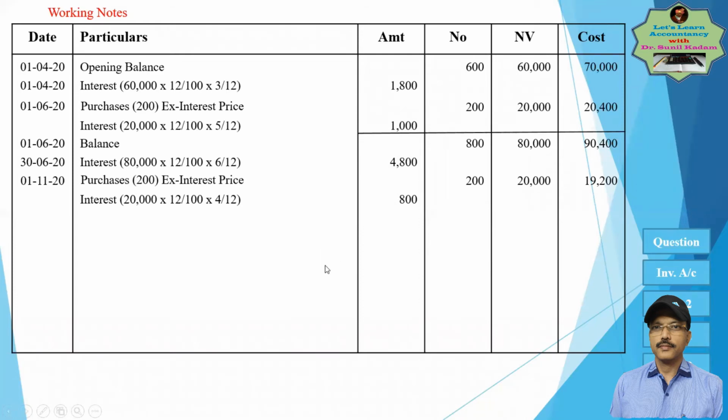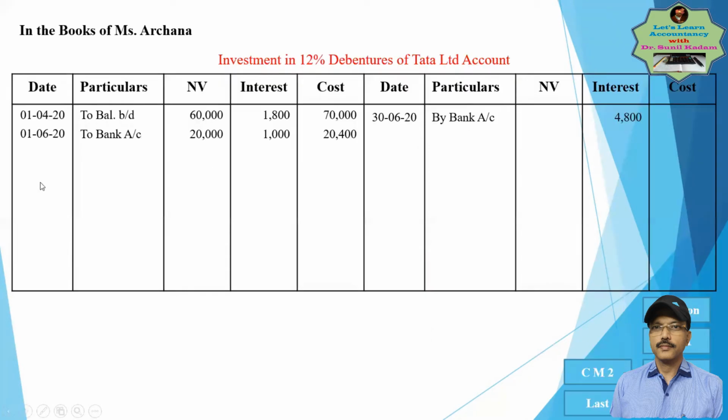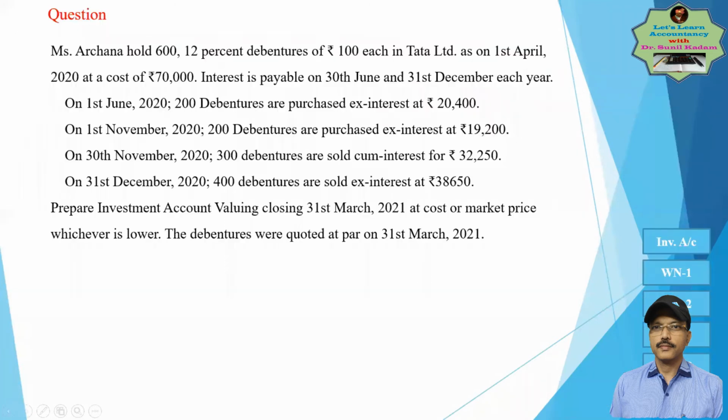We will pass a journal entry to record this. When you purchased, the entry passed is: Investment account debit 19,200, interest account debit 800, to bank 20,000. That's what your investment is credited. So let's record the investment account debit side 19,200, to bank 20,000, interest is 800, and the cost 19,200 is what we have recorded. So we have finished the transaction. Let's move and check what is told further in the question.